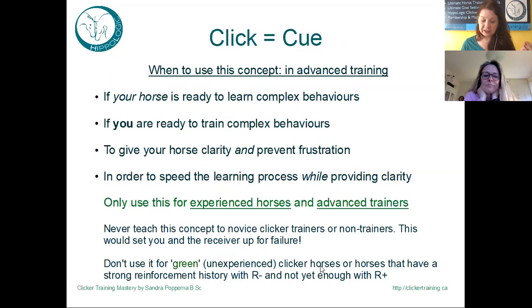horses, inexperienced clicker horses, or horses that really have a strong reinforcement history with negative reinforcement training and not yet enough with positive reinforcement. Because those horses would be easily confused and frustrated if you would take this concept to the advanced level, because they just learned click is treat, and now you're suddenly breaking the contract by asking for more behaviors before the reinforcer.